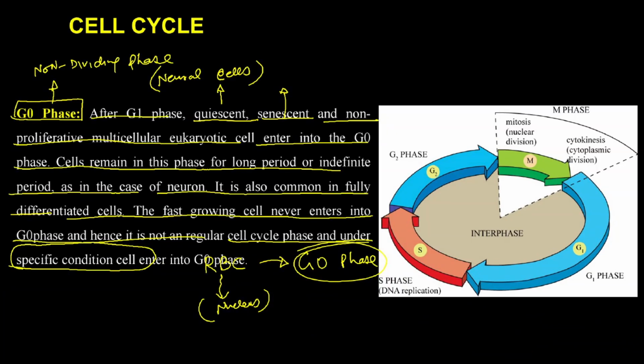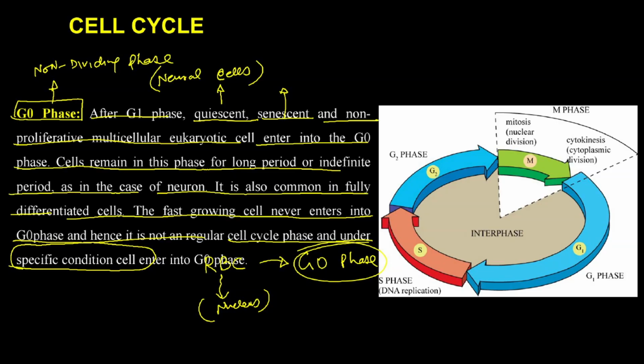Okay, G naught phase. Now what is the G naught phase? So after G1 phase, sometimes cell enters the quiescent phase, or we can say senescent and non-proliferative phase. So what happens is, after G1 phase, the quiescent, senescent and non-proliferative multicellular eukaryotic cell enters into the G naught phase. Cells remain in this phase for a longer period of time till the time they get any stimulus for division. Otherwise, they'll stay in the G naught phase only.